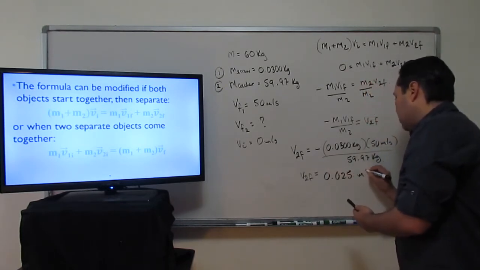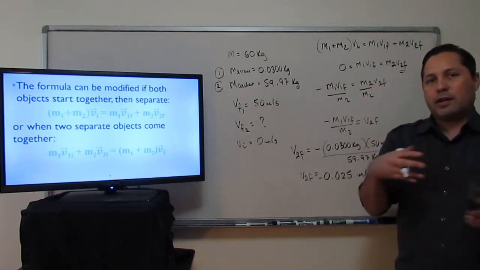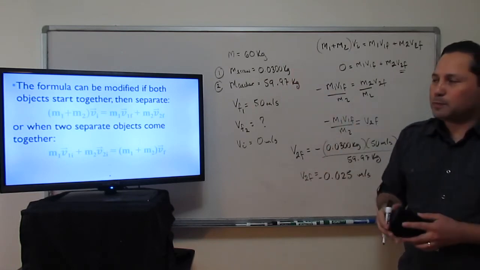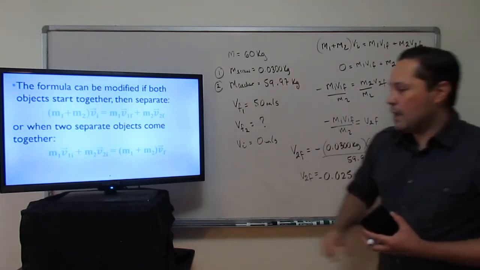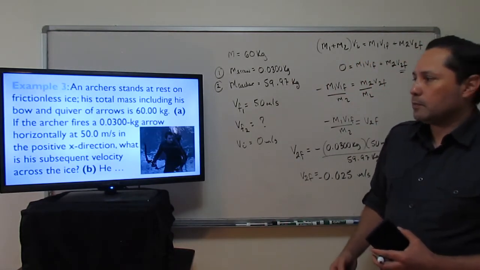So 0.03 times 50 divided by 59.97 is going to give us a velocity of negative 0.025 meters per second. Very slowly he'll slide across the ice because the mass of the arrow is very small. Alright, so that takes care of part A of this example. Let's go ahead and look at part B.